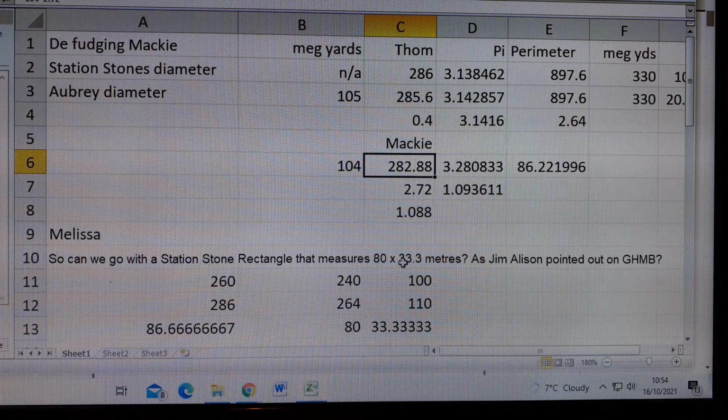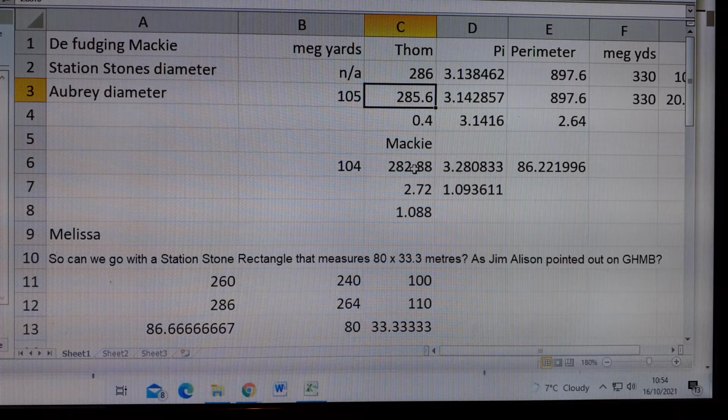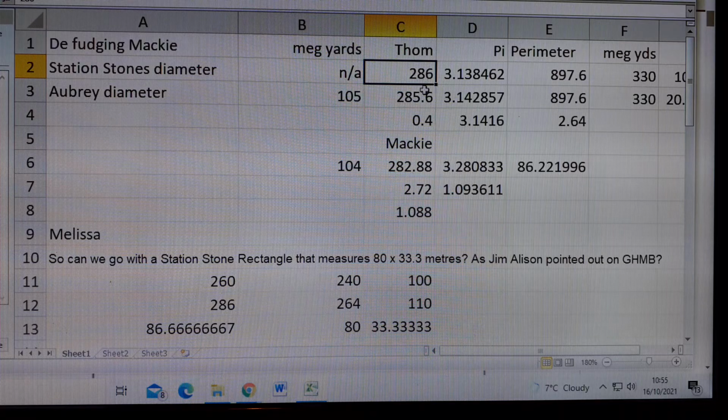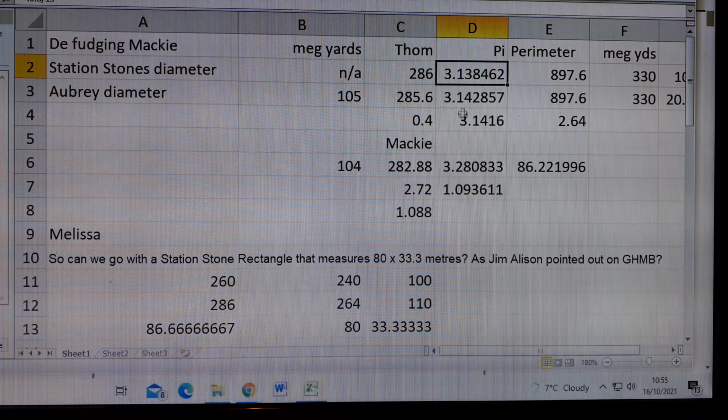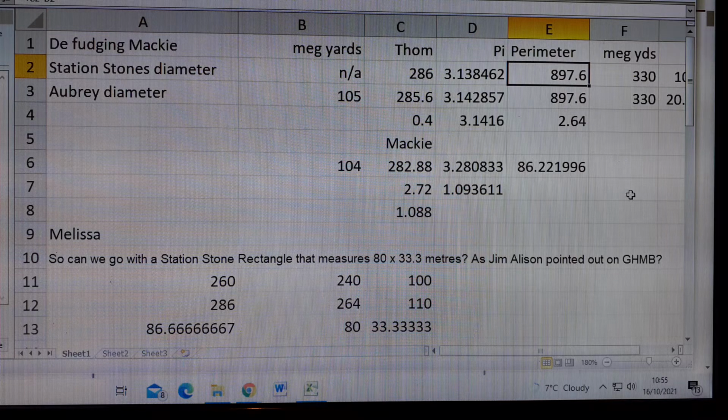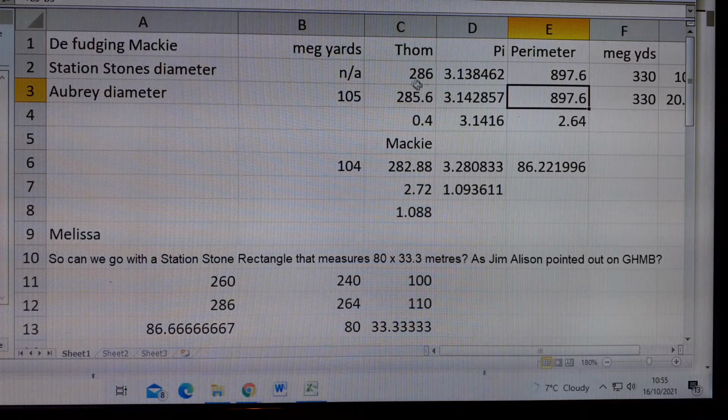He's just used that for the diameter when Thom's used that. But when we use the station stone rectangle, we find that the diameter of the Aubrey has changed to 286. And the explanation for why is because we have to use Thom pi, 40.8 over 13. And we get the perimeter is 897.6. And that's the reason. When we use 285.6, we get that. This is a pi calculation device. So you can have any version of pi you want between these two by just changing the diameter. And this is what I'm saying.